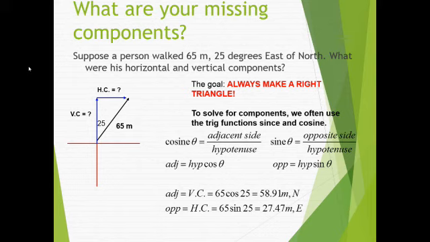The adjacent side, or the vertical component, equals 65 cosine 25. The 65 is the hypotenuse, which is 65 meters, and 25 degrees is the given angle. So it equals 58.91 meters north. Then the opposite side, which is the horizontal component, equals 65 sine 25, which equals 27.47 meters.